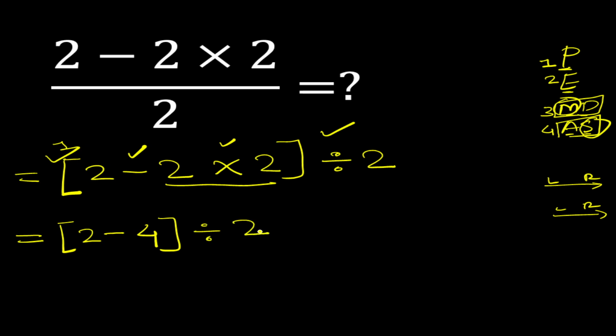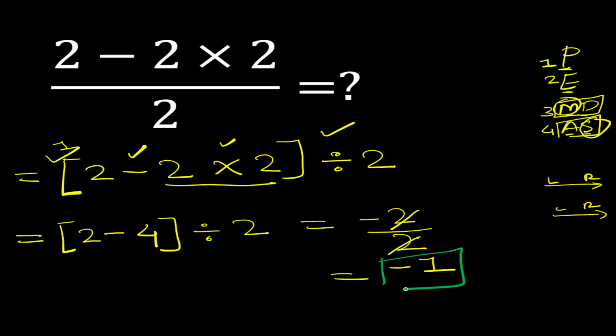Divide by 2. Now 2 minus 4 is equal to minus 2. So minus 2 divided by 2. Now minus 2 divided by 2 is equal to minus 1. And that's our final answer. So minus 1 is the correct answer, right?